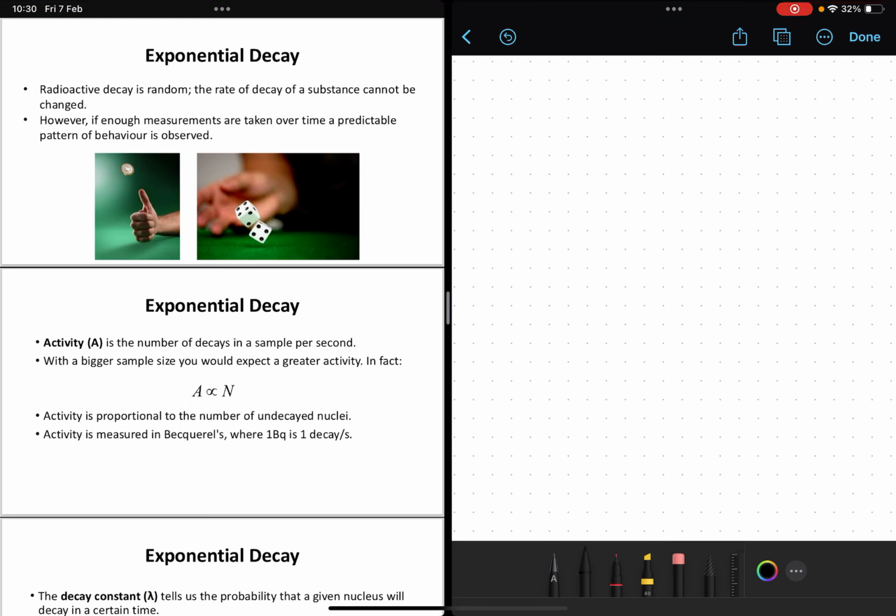However, just because it's random doesn't mean we cannot model it. The examples of flicking a coin and rolling a dice are a good analogy here. If you flick a coin enough times, you will observe the 50-50 probability between getting a head and a tail. And similarly with rolling a dice, if you roll that dice enough times, you see that 1 in 6 probability of landing on a particular face. So we can model random behavior, and that's what we're going to have a look at now.